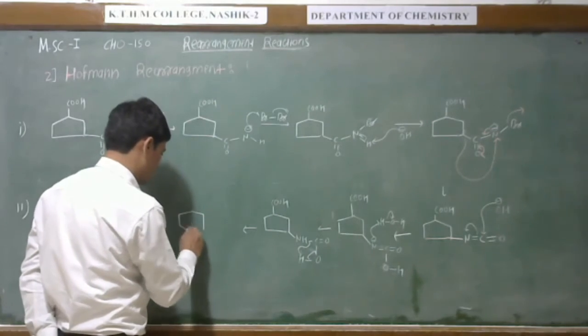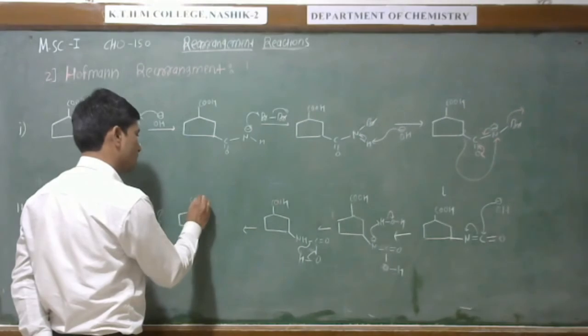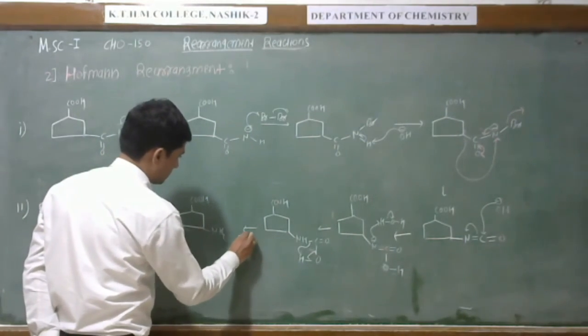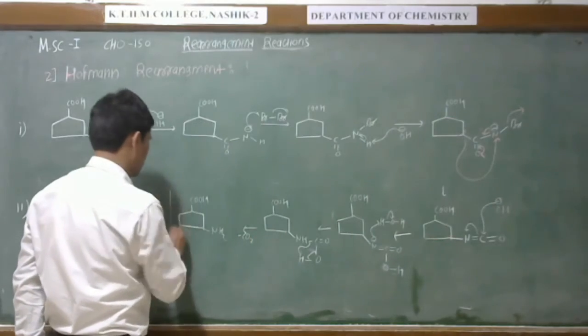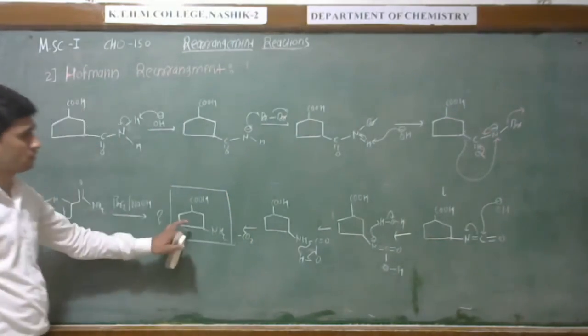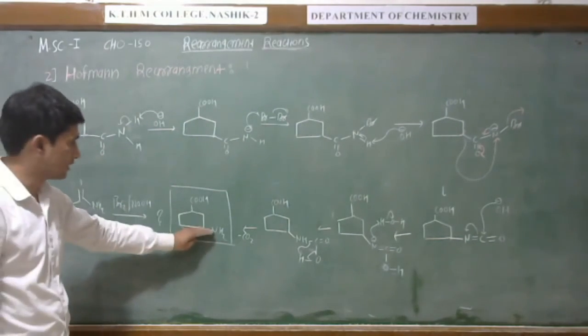This is the 5-member ring. This is COOH. This is NH2. Here carbon dioxide will be removed. So this is our primary amine, which is our final product. So in such a way, we can convert amide to primary amine.